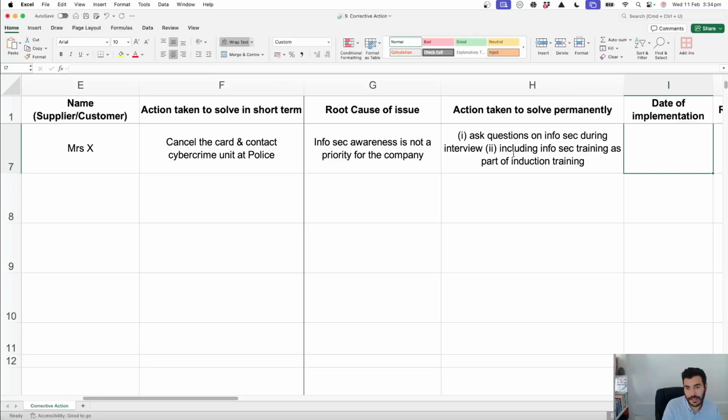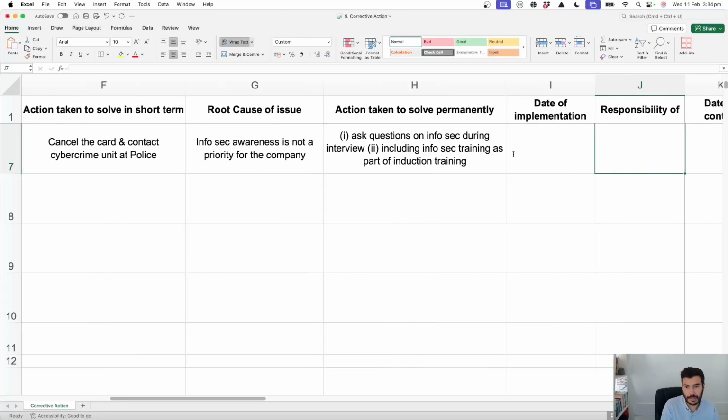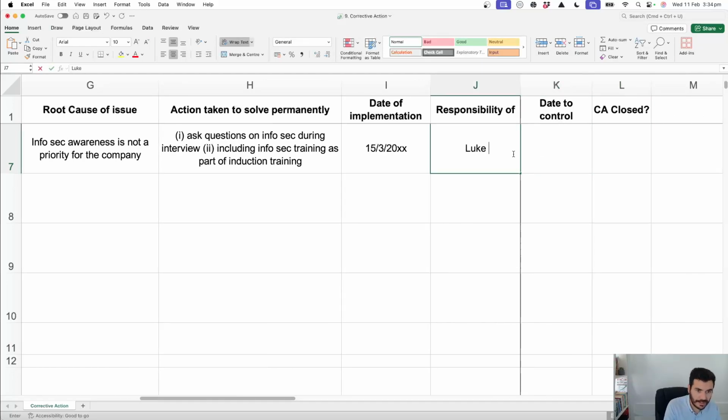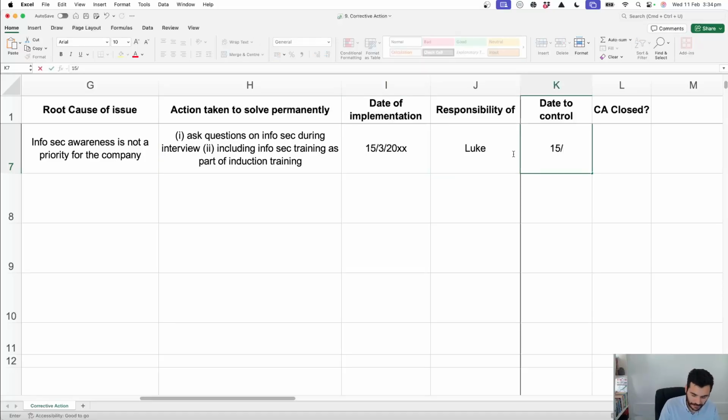Now, when did we agree that we're going to do these things? That would be the date of the implementation. Let's say 15/3, whatever year we are in. Who's responsible? Let's say that I am responsible for this. Dates to control, typically I would want this to be 30 to 90 days after the date of implementation. So let's say that we're going to leave 1 month, which in this case could probably be too short. So let's say that we're going to leave 3 months. Was there any other phishing attempt?